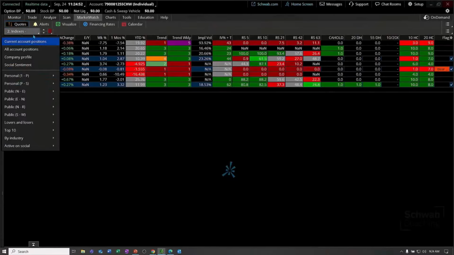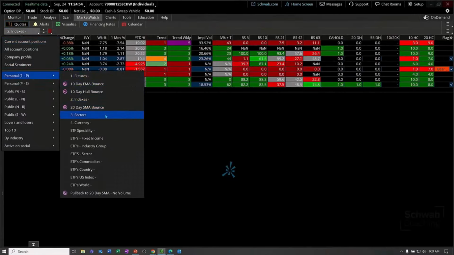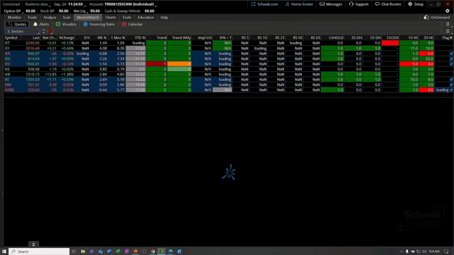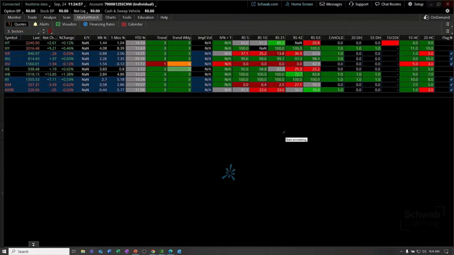And they said, James, I pulled up the sectors. How would I have known which sector was stronger? Okay, well, so here's the sectors, okay? And this is not a new concept here. All of them are in trend three, except for healthcare. Ooh, healthcare right now, okay? So of all the sectors, still pretty strong.